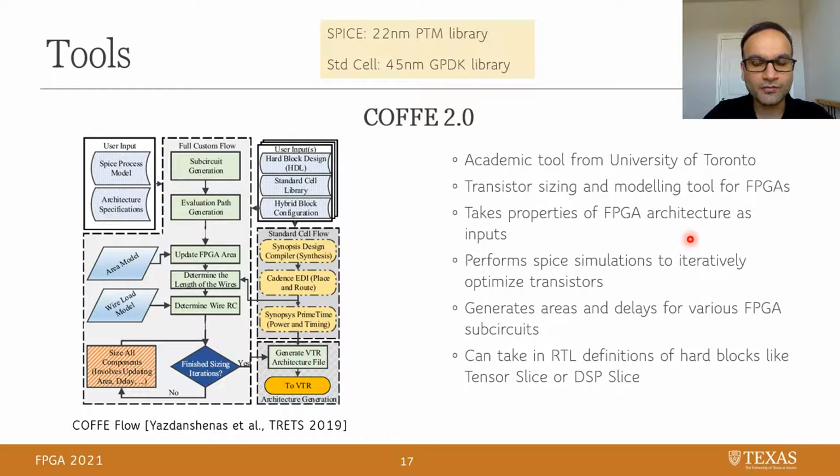We also used Coffee, which is another tool from the University of Toronto. It is a transistor sizing and modeling tool for FPGAs. It takes in the properties of an FPGA architecture, performs SPICE simulations, and generates area and delays for the various FPGA subcircuits. We used another feature of Coffee where it can take the RTL definitions of hard blocks like tensor slices or DSP slices and take them through a standard cell flow before feeding them into the logic to update the area and delays of the overall tiles for the FPGA. The areas and delays obtained from Coffee were put into the architecture files that were fed into VTR.